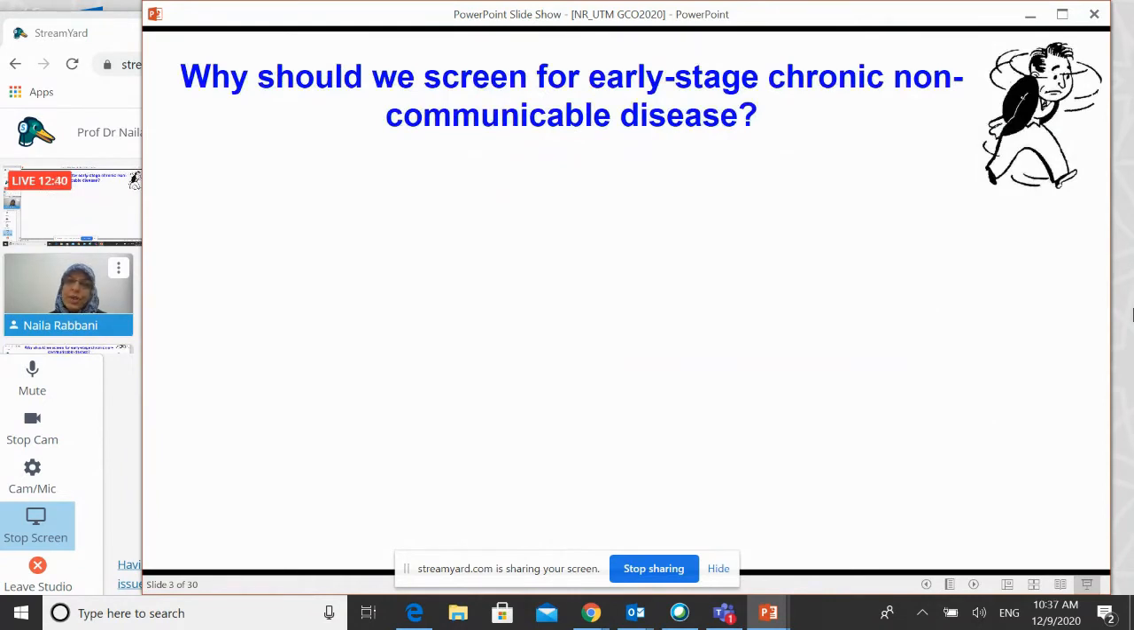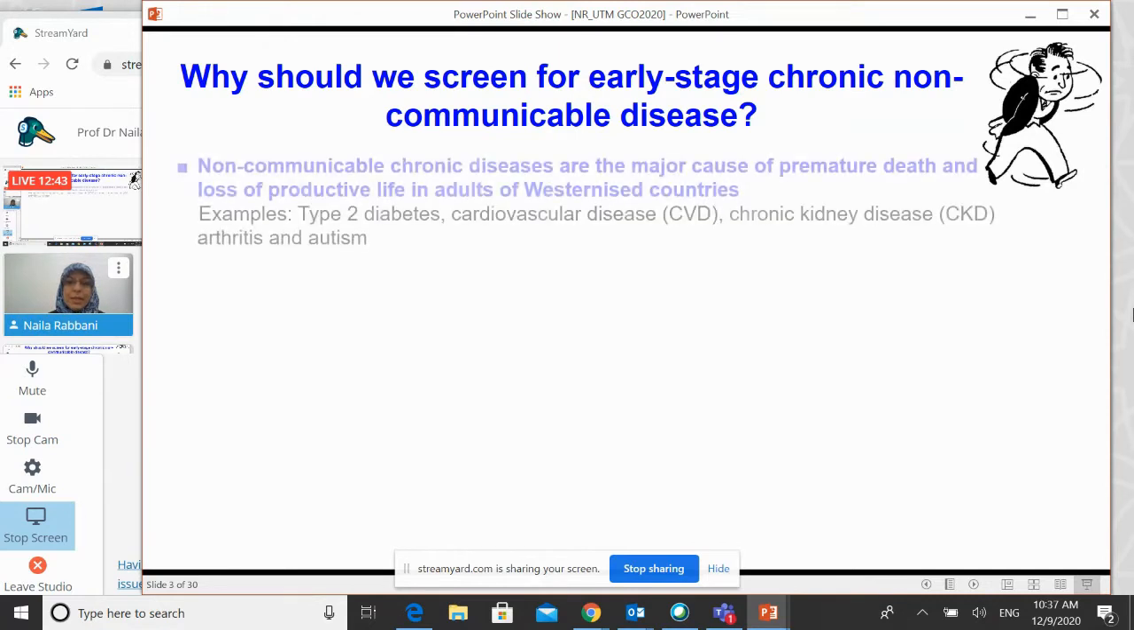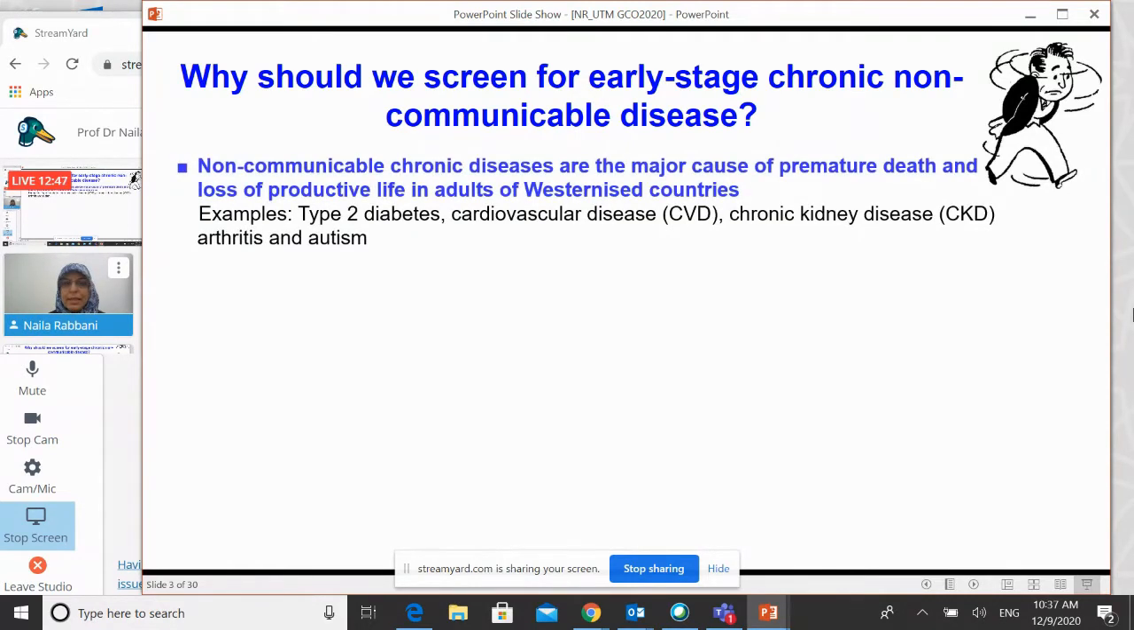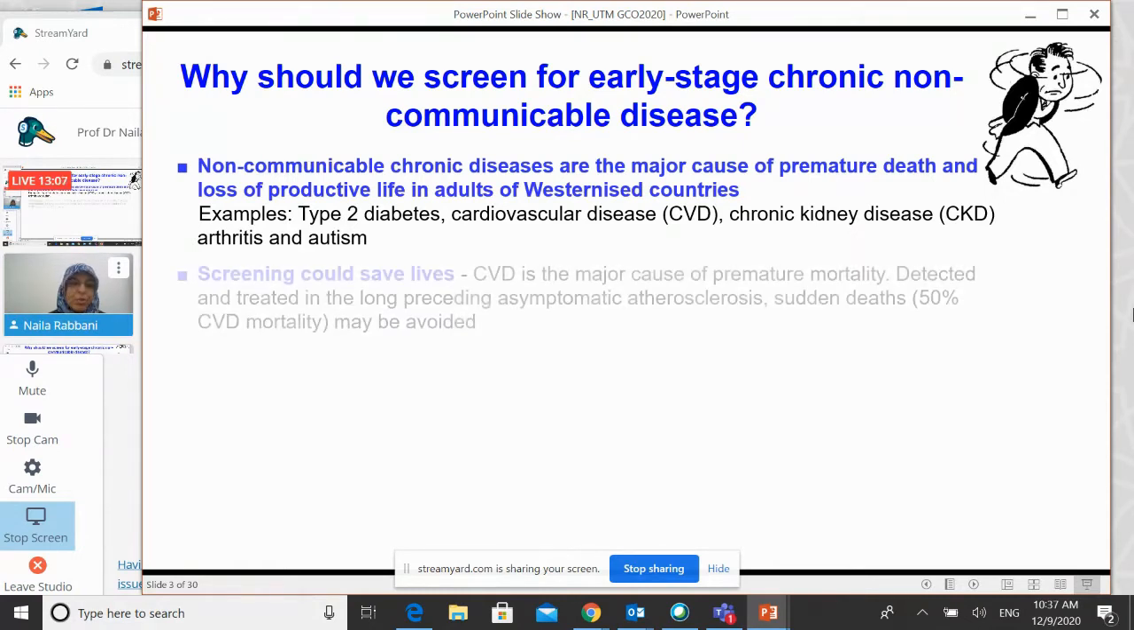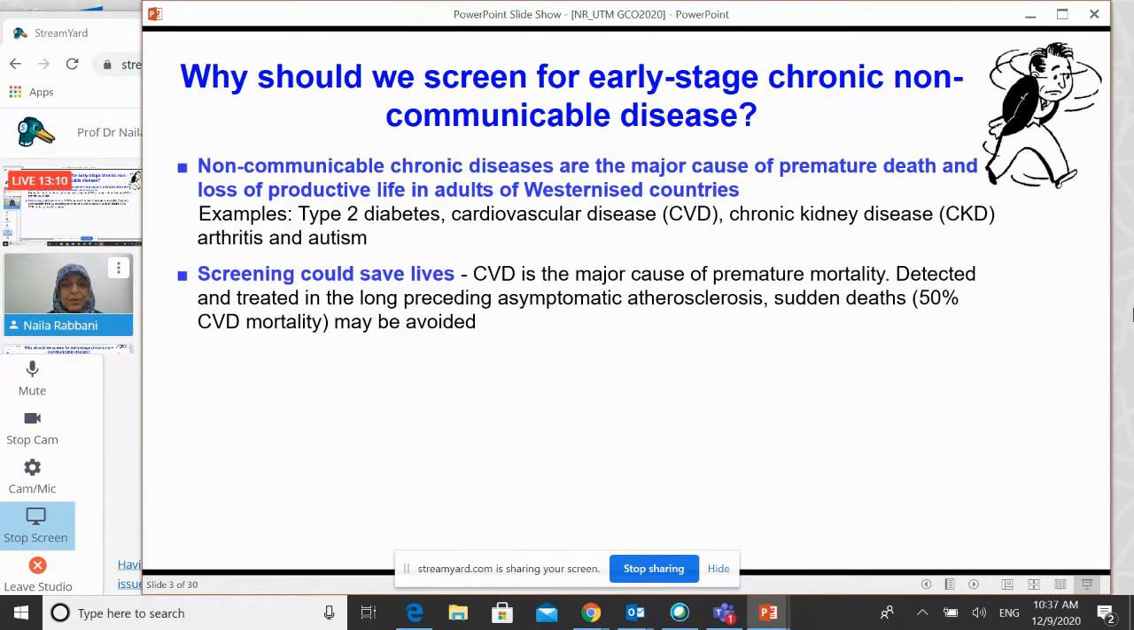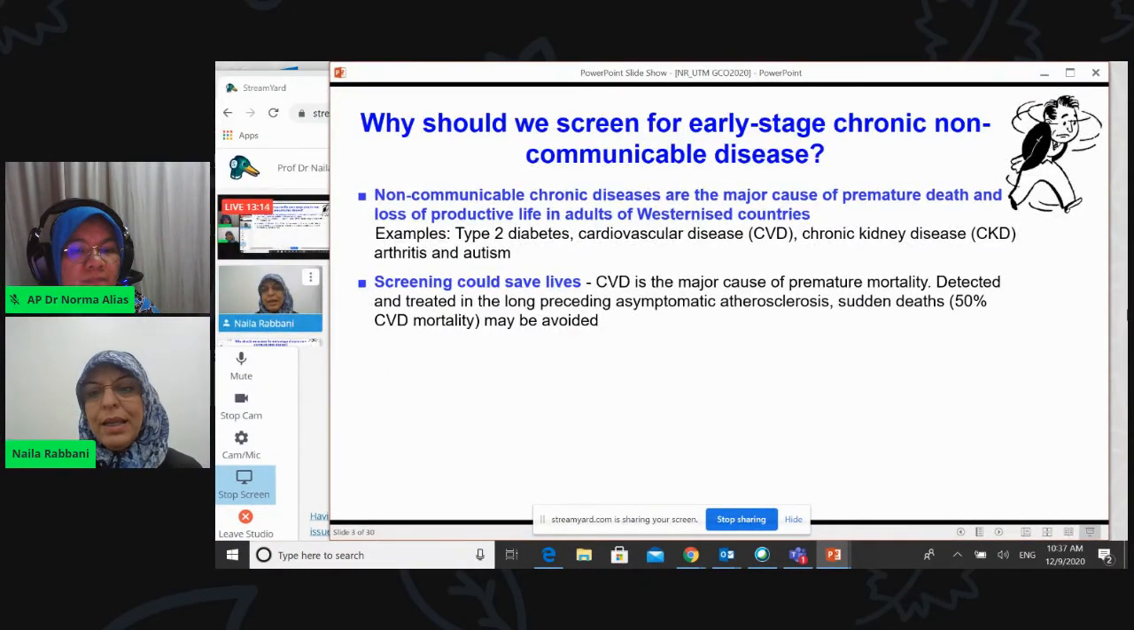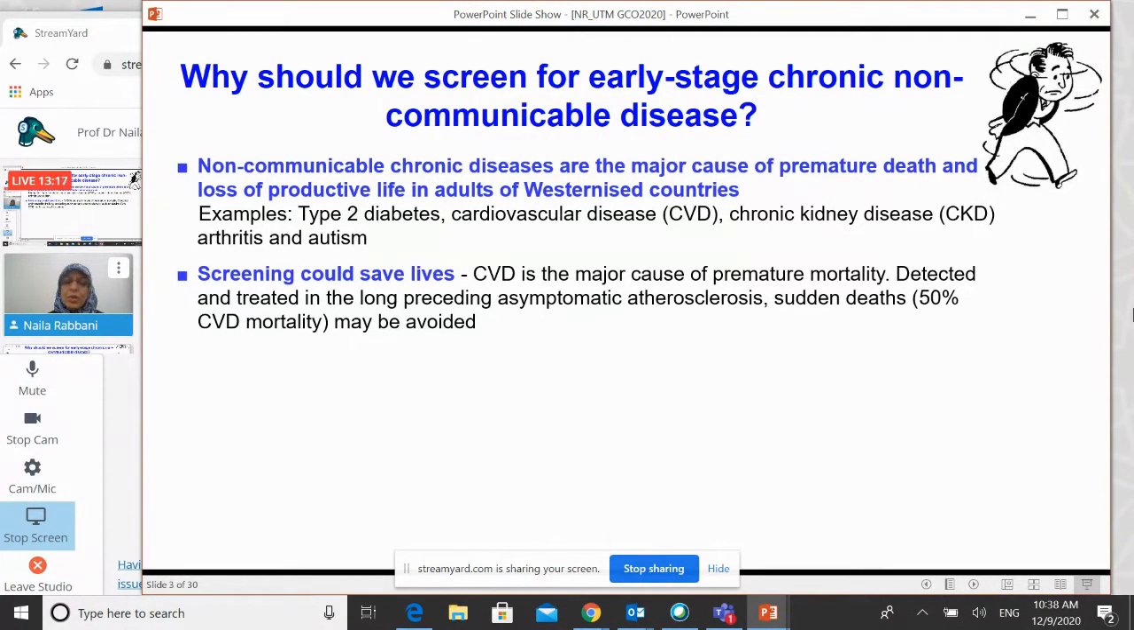So why should we screen for early stage chronic non-communicable disease? The reason is that these diseases are the major cause of premature death and loss of productive life in adults of westernized countries and in Southeast Asia. Examples of that are type 2 diabetes, cardiovascular disease, chronic kidney disease, arthritis, and autism. Screening could save lives. CVD is the major cause of premature mortality, detected and treated in the long preceding asymptomatic atherosclerosis. Sudden deaths may be avoided, and that's 50% of CVD mortality.